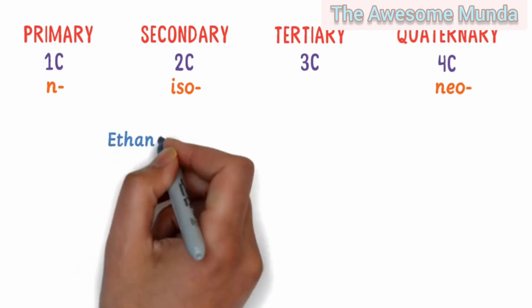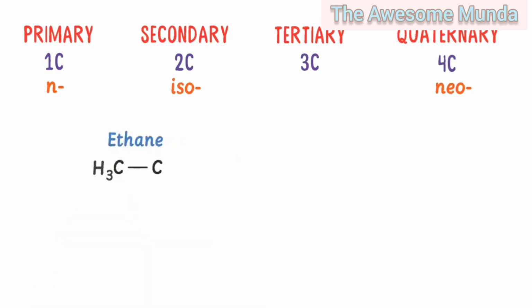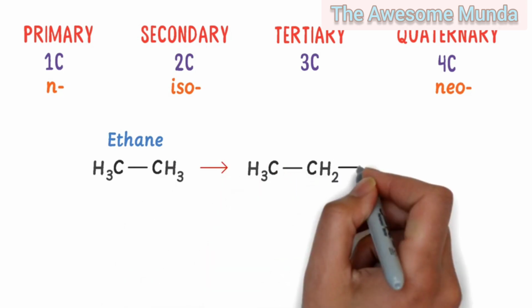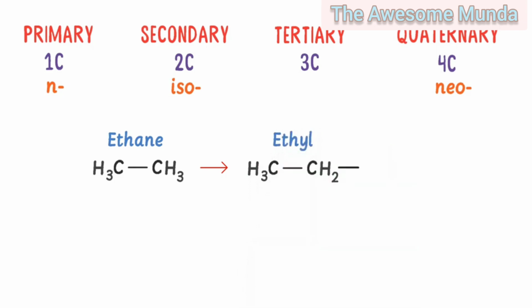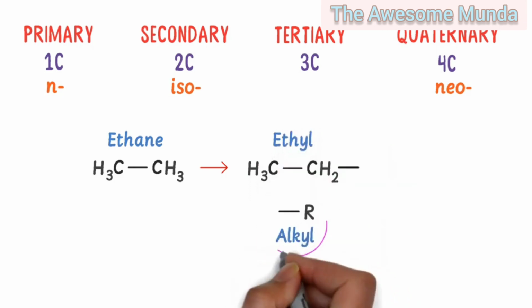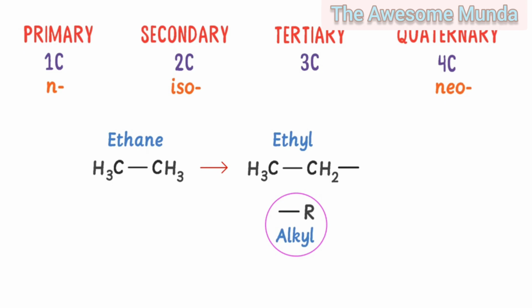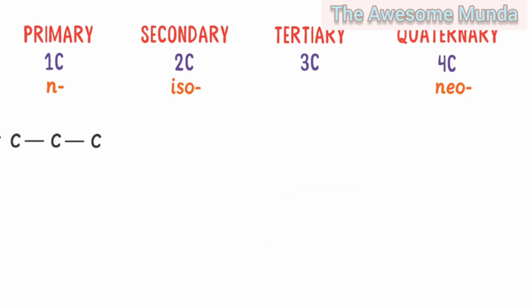Here, consider ethane, CH3, single bond CH3. If I remove one hydrogen from it, this becomes ethyl. Remember that we represent alkyl group by dash R. Thus, whenever I use dash R in this lecture, it means alkyl like methyl, ethyl, propyl, etc. Therefore, note it down.